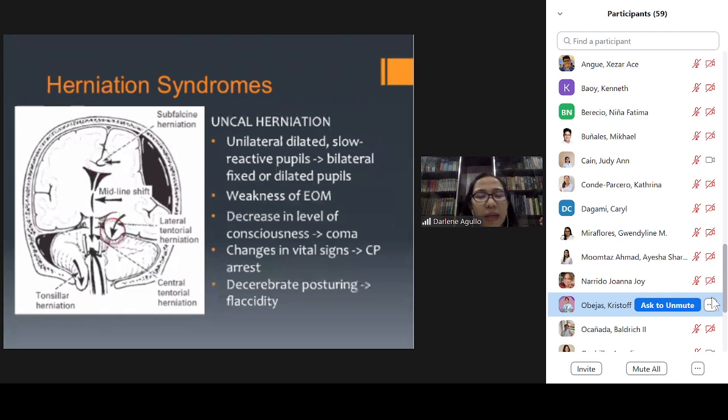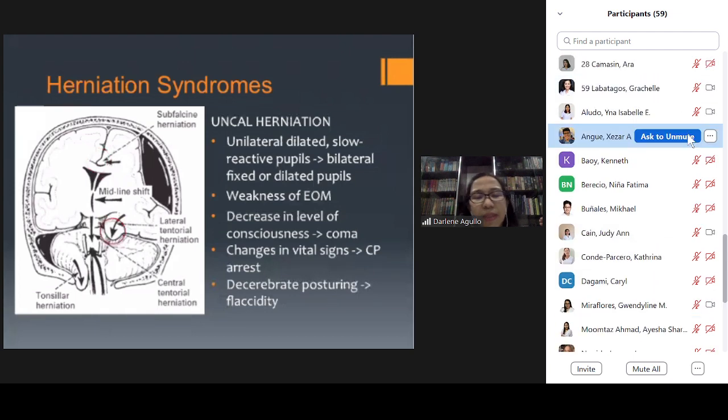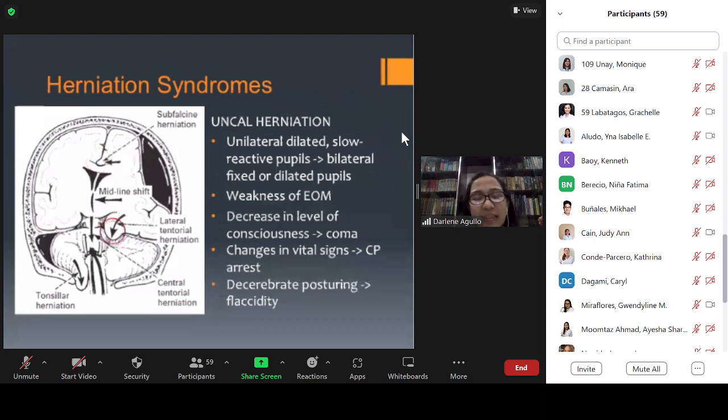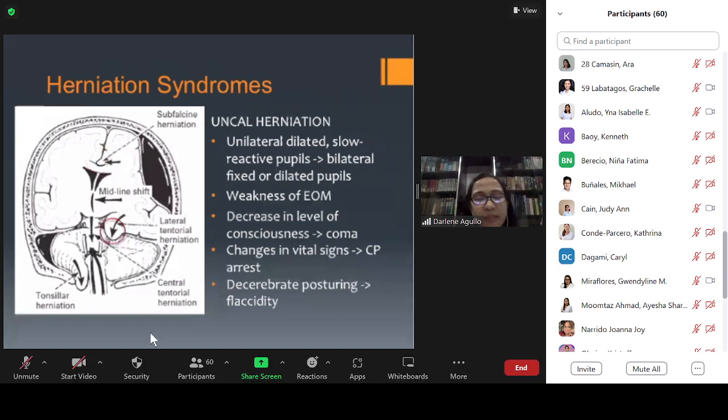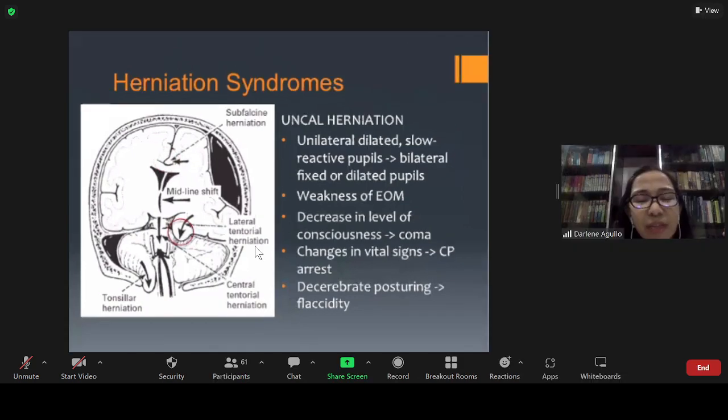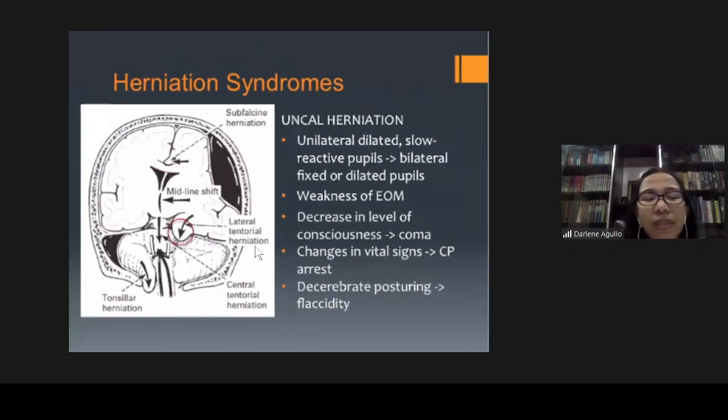Next is uncal herniation or what we call the transtentorial herniation. Ito yung madalas nating makita clinically, di ba? You will see unilateral dilated, slow to react pupils, yung anisocoria, di ba? So, nagpapanik na tayo pag the patient is already anisocoric kasi pwede na siyang mag-progress to bilateral fixed dilated pupils if untreated. So, bakit uncal herniation ang tawag? Kasi uncus yung bumababa, no? Pumapasok sa tentorium cerebelli.